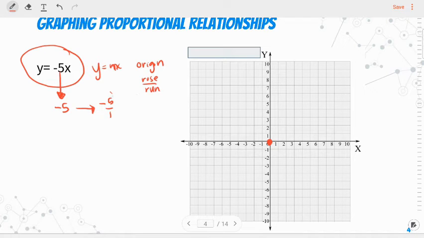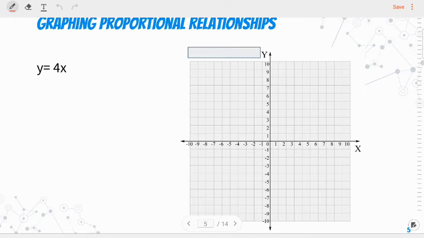Well, what do I do if my rise, -5, is not positive, it's negative? Remember, that means I'm going to go down. And a positive 1 means I'm going to go to the right. So put your pencil back on that center dot, and we're going to count down 1, 2, 3, 4, 5, and to the right 1, and plot a point. And I can do that 2 times to extend my line. 1, 2, 3, 4, 5, and over 1, and plot my point. And if I connect my dots and put my arrows on the end, I have my line.